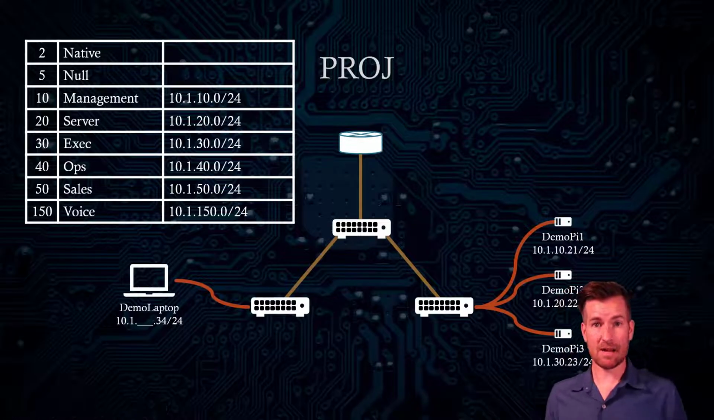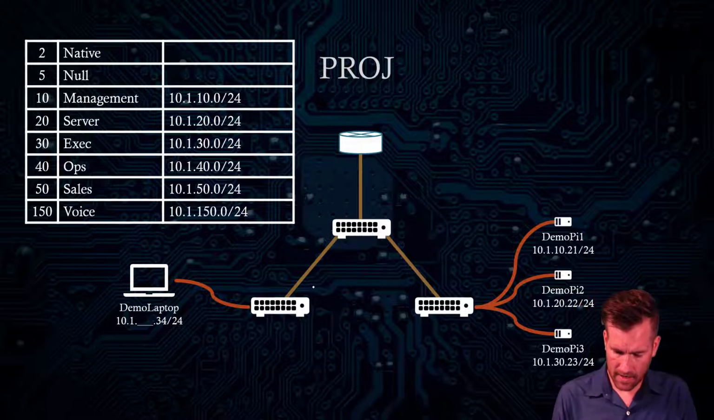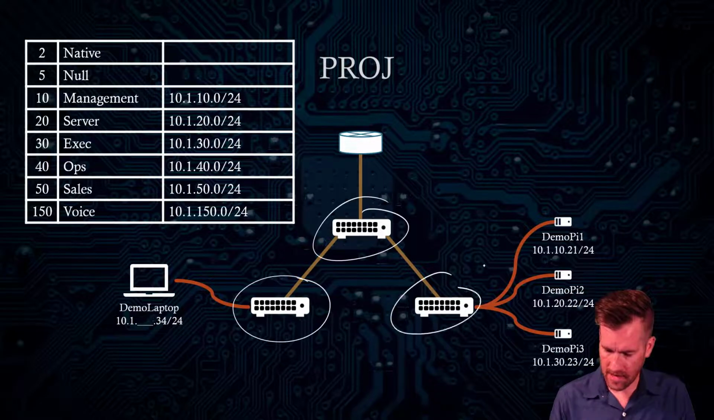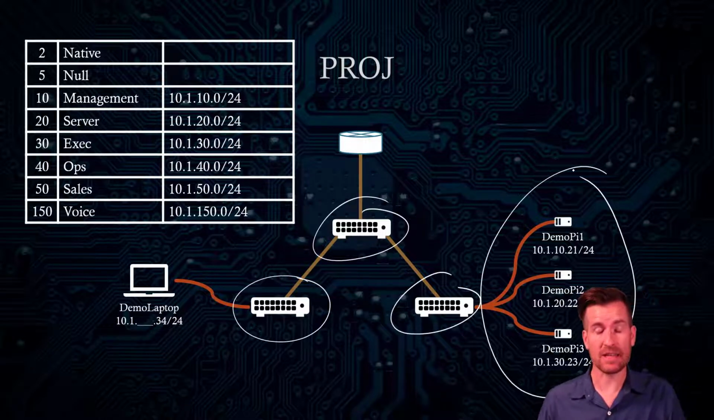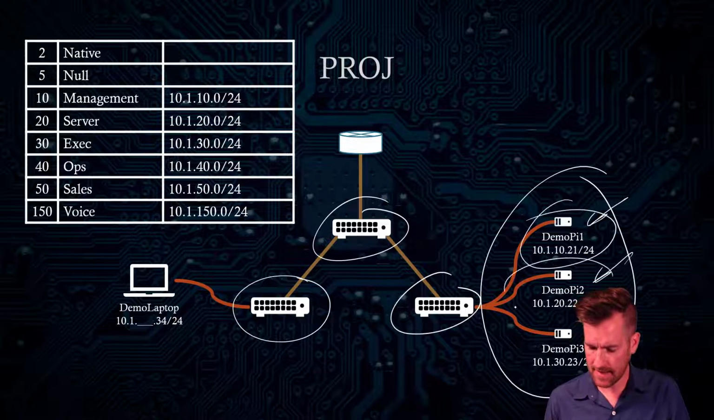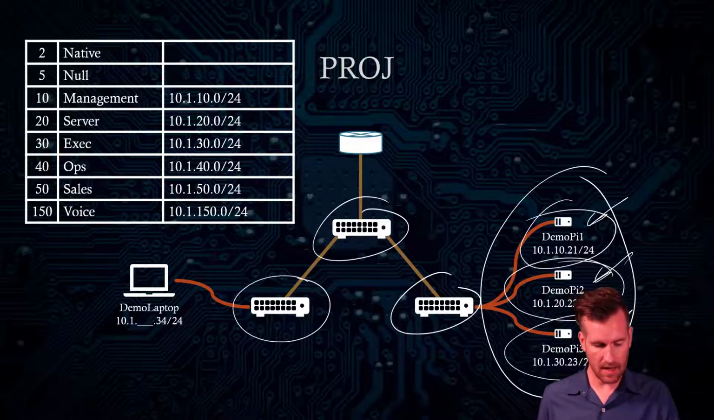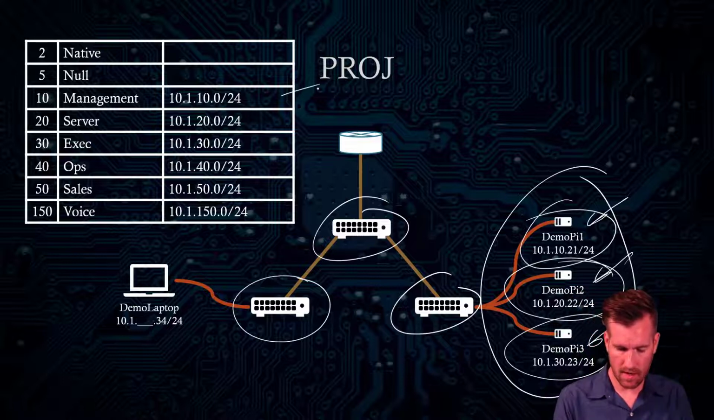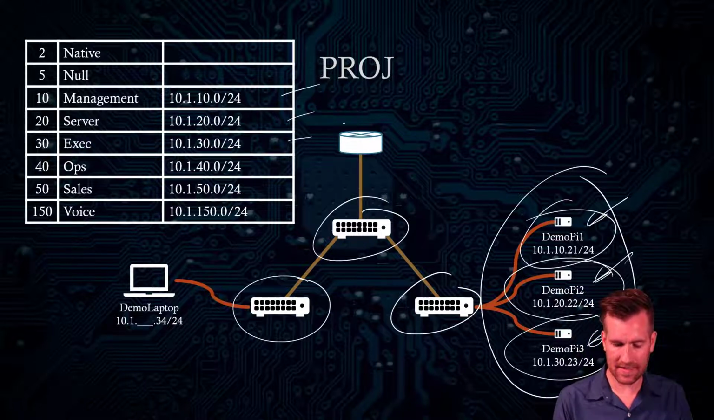So this is an example of our network that we have. We have here the 3 switches that we have, the 3 Pis. We're gonna put each one of those Pis on a different network. The first one's gonna be on a management network, the second one is gonna be on a server network, and the third one is gonna be on the execs network. So VLAN 10, 20, and 30.